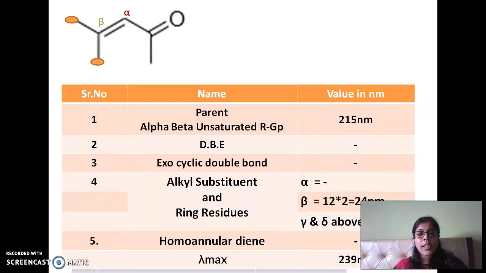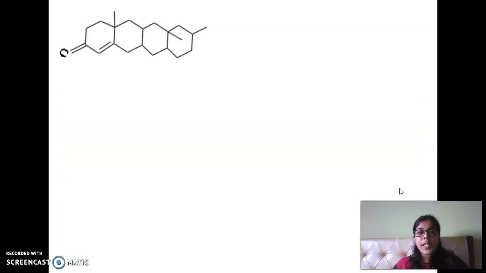So when I get the answer, I get 2 and 5 as my parent. I do not have DBE, I do not have exo, I do not have alpha. 24 for 2 beta alkyl substituents, no homoannular diene, and the total comes to 239. I hope you are understanding what I am saying. I go to the next sum.